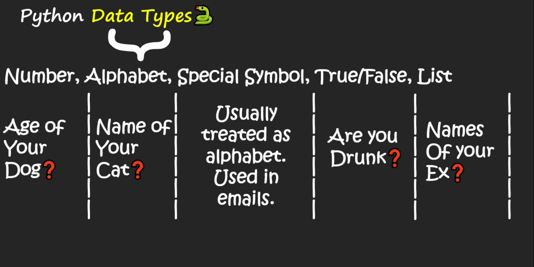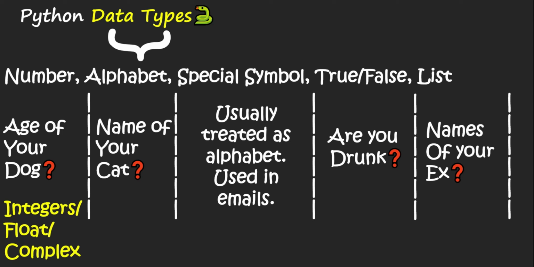Alright, so in Python we don't call number as number. We call number as either integer, float, or complex. So integers are whole numbers, floats are decimal numbers, and complex are equation sort of numbers like 2 plus y, 3x plus 2z, all those things.